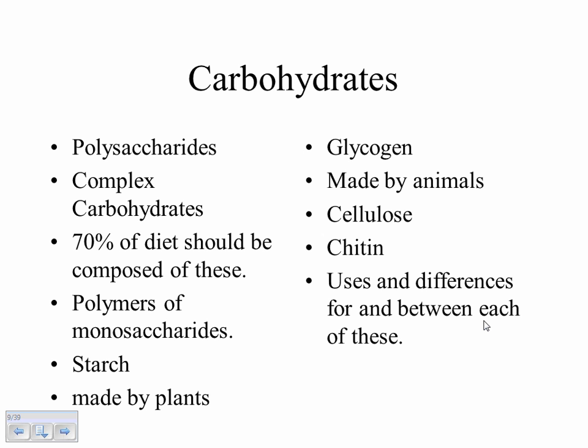Polysaccharides are polymers of monosaccharides. So they're simple sugars hooked together over and over again. Starch is by far the most important example that we'll talk about in this class. Starch is a polymer of glucose. It's made of many, many glucoses hooked together in a certain arrangement.